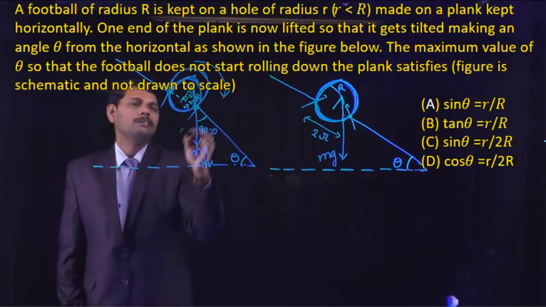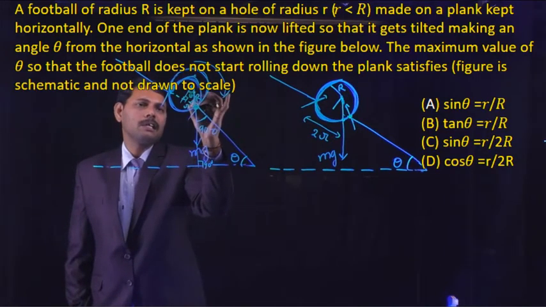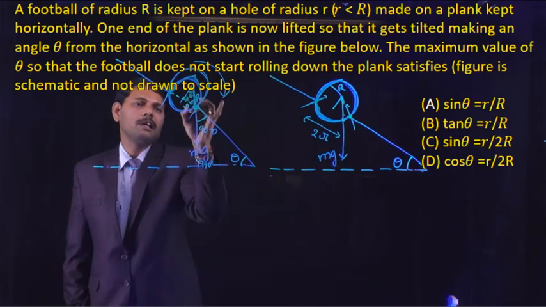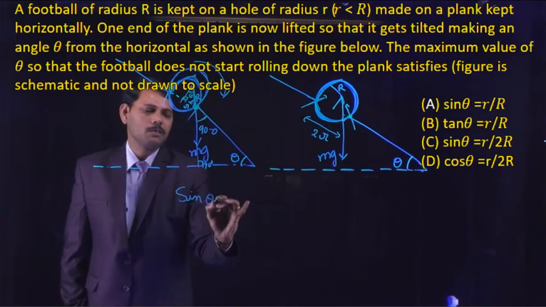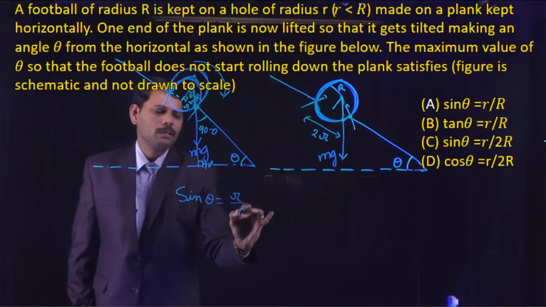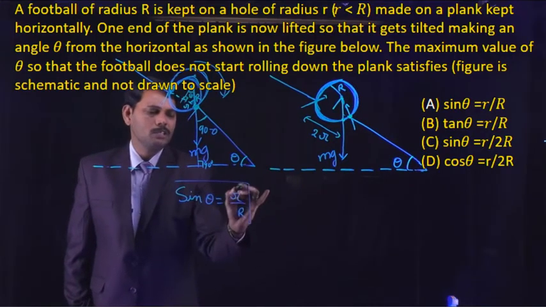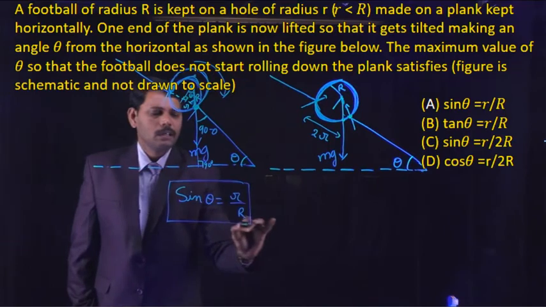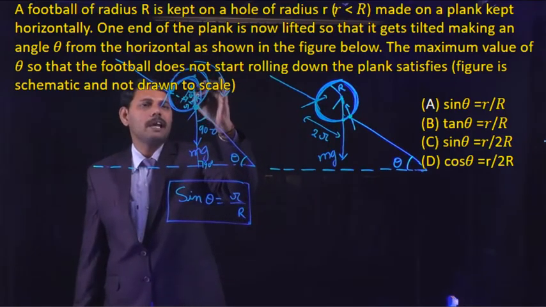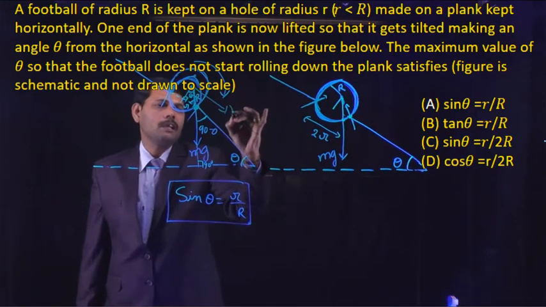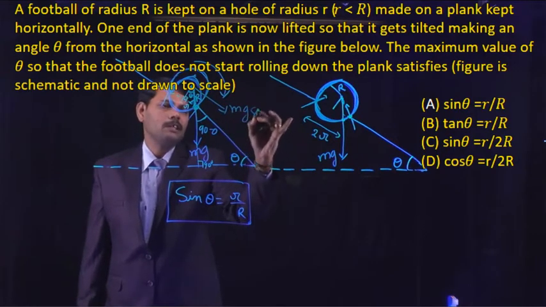So, in the right angle triangle, for this theta angle, consider sin theta. Sin theta is equal to small r divided by capital R. This is the maximum angle up to which there is no tilting. At this position, the component of weight, mg is acting like this. The component of weight along this line is mg sin theta.